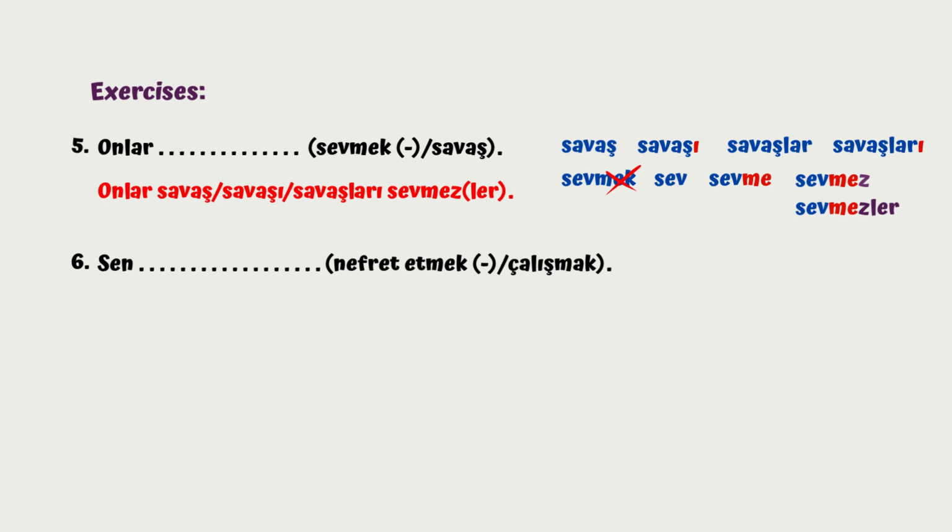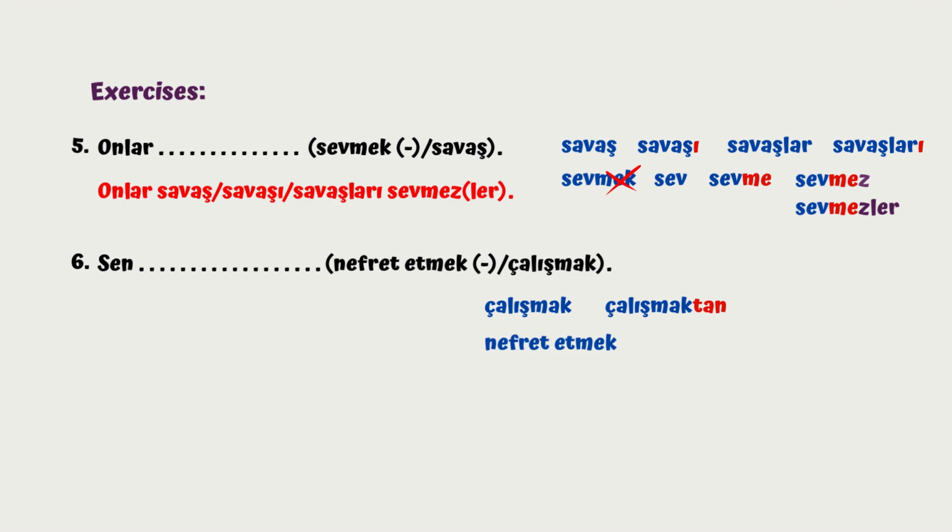Number 6. Sen nefret etmemek, çalışmak. So what we're going to say here is you don't hate working. Right? So let's take a look at çalışmak, and we have nefret etmek. So what happens to çalışmak? We're going to attach den dan. And last vowel is a, so I'm going to use tan. So çalışmaktan. Let's take a look at nefret etmek.